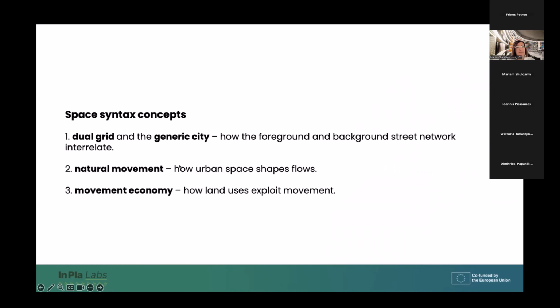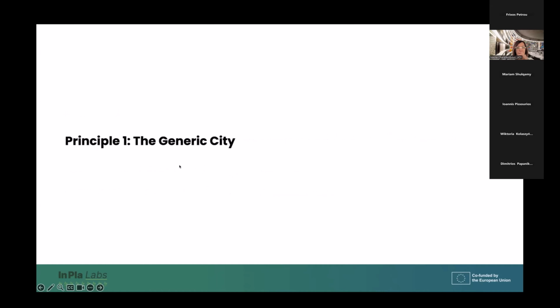There are three very important concepts in space syntax theory, and we will look at what each of these is. The first one is about the generic city and a dual grid. They call it a foreground and a background street network and how this relates. The second is about natural movement, and it explains how urban space shapes movement, shapes flows. And the third is about what Bill Hillier called movement economy, how land users actually exploit movement. We will go through each.